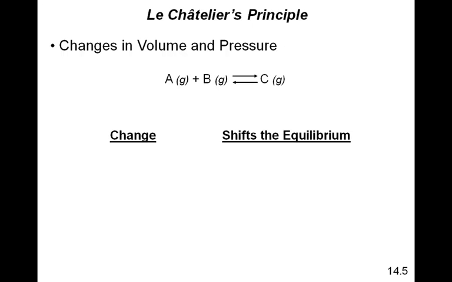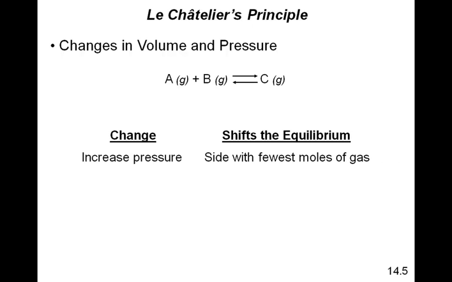But since there are many reactions in which at least one thing is a gas, this becomes an important slide. So if we increase the pressure, that obviously decreases the volume. If we decrease the volume, that changes the concentration. It makes the concentration actually go up. What's going to happen is it's going to shift to the side with the fewest number of moles of gas, because increasing the pressure decreases the volume, which makes the concentration of each of the gases go up.